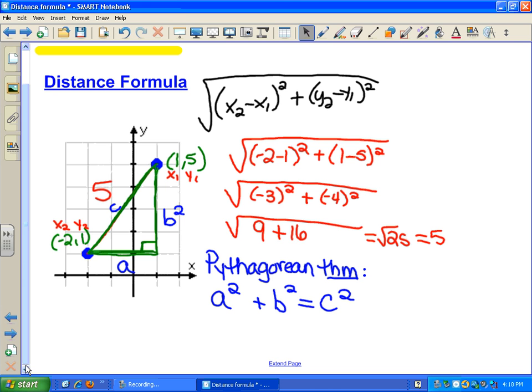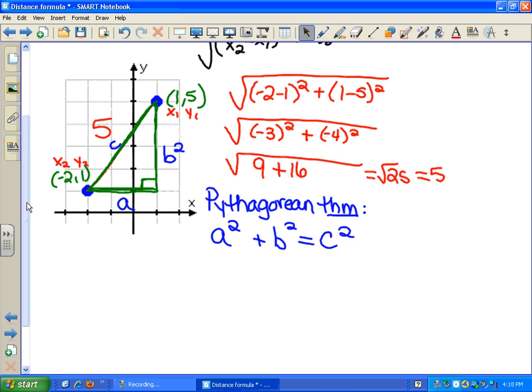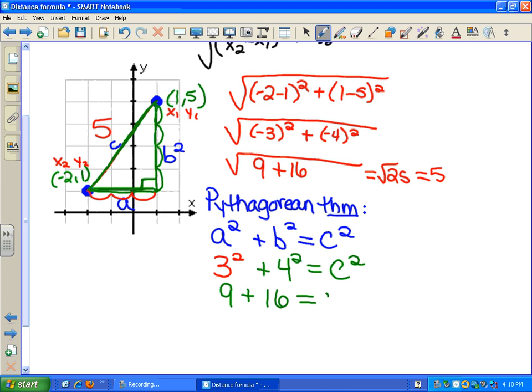So let's go ahead and do that. If I needed to find A, A is the length, and the length here is 1, 2, 3. So this would be 3 squared. Plus, my B value, it's 1, 2, 3, 4. So 4 squared, and we're trying to find C squared. I know 3 squared is 9, and I know 4 squared is 16, and that equals C squared.